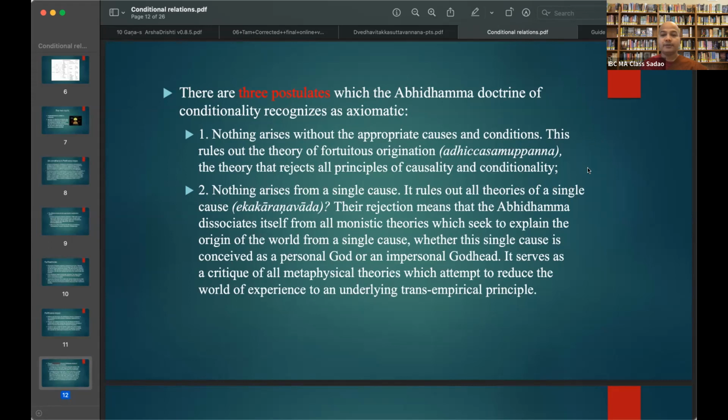So there is no logic, no causal connections to anything. So that is denied with the theory of conditionality and dependent origination. Secondly, nothing arises from a single cause. It rules out all theories of single cause, eka karanavada. Their rejection means that the Abhidhamma dissociates itself from all monistic theories which seek to explain the origin of the world from a single cause, whether this single cause is conceived as a personal god or an impersonal godhead. It serves as a critique of all metaphysical theories which attempt to reduce the world of experience to an underlying trans-empirical principle. So this is rejected.